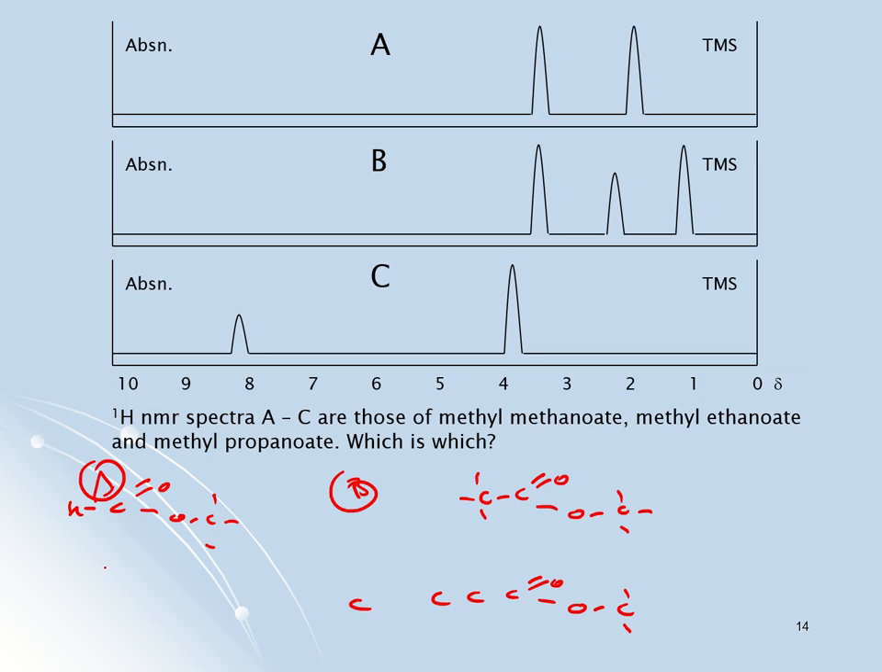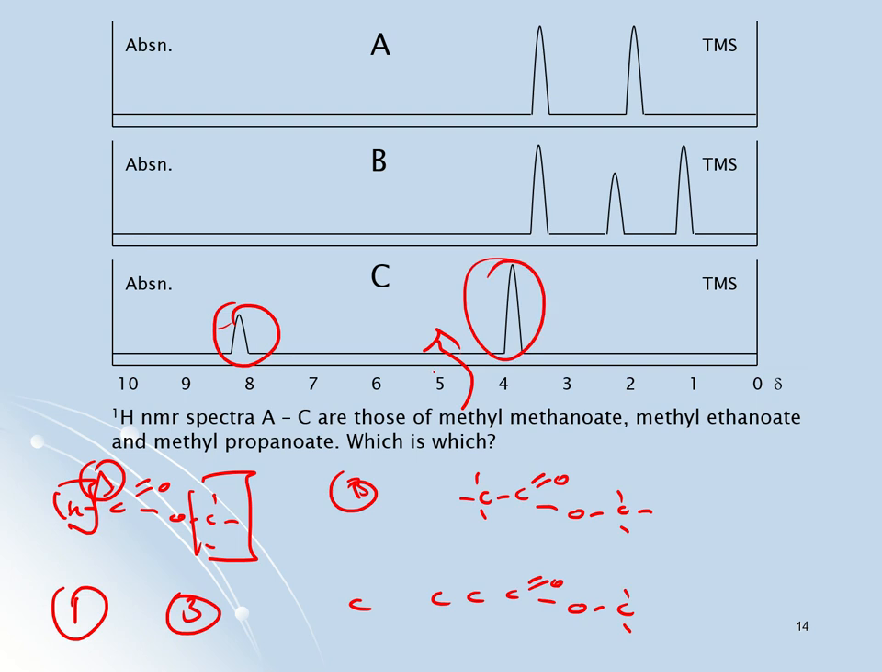So if we look at A, it is going to give us 2 peaks. There's a hydrogen environment there and there's a hydrogen environment there. So methyl methanoate could either be A or C. Now the ratio is going to be a 1 to 3 here, so that one has to be C. Methyl methanoate has to be C. That's a 1 to 3 ratio. Okay, and we can see our 1 is well downfield because it's near these oxygens.